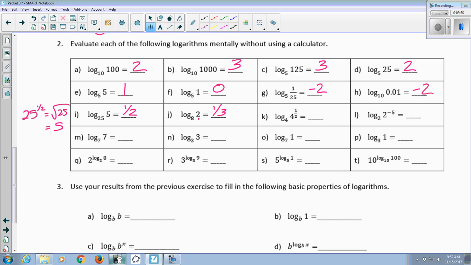But looking at k, I want to know 4 to what power gives you 4 to the 1/2 power. This is like asking what is the name of the boy named George, right? So 4 to what power gives you 4 to the 1/2? The 1/2. 2 to what power gives you 2 to the -5? The -5.